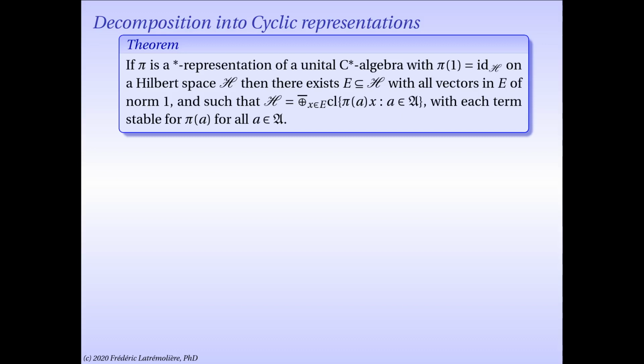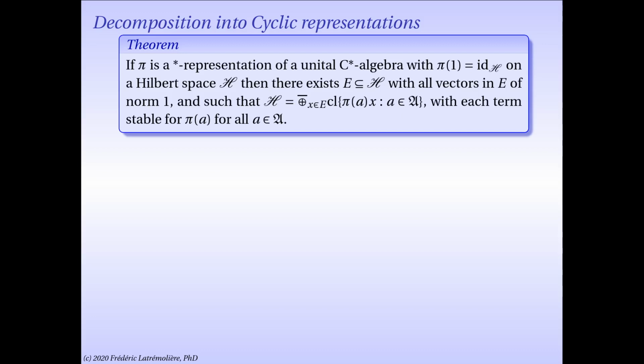If pi is a star representation of a unital system algebra on some Hilbert space H, then the theorem says I can decompose H as an orthogonal sum, or Hilbert sum, of Hilbert subspaces as follows. You can find a subset E of H consisting of vectors of norm 1 such that the Hilbert space H is a Hilbert sum, for X ranging over all of E, of the closure of the subspace generated by X moved around by all the pi of A for A ranging over your system algebra.